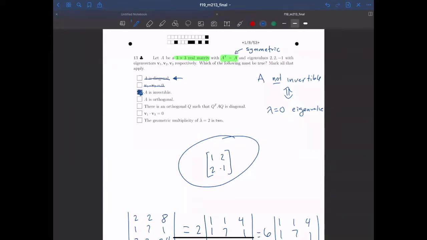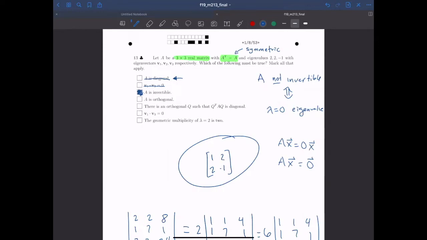Do you guys remember why 0 being an eigenvalue tells us it's not invertible? Well, if 0 is an eigenvalue, then there is some non-zero vector x which satisfies this equation, right? And if there's a non-zero vector x that satisfies that equation, it means there's some non-trivial vector that lives in the null space, which means the matrix has free variables, it doesn't have a pivot in every column, and so on. Everyone okay with that?